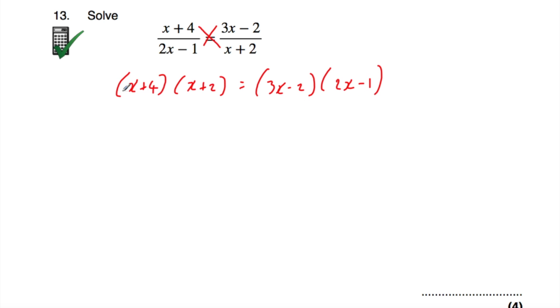Okay, now let's expand our brackets. x times x is x squared. x times 2 would be plus 2x. 4 times x would be plus 4x. And then 4 times 2 would be plus 8. Okay, now that's equal to, now let's expand these brackets.